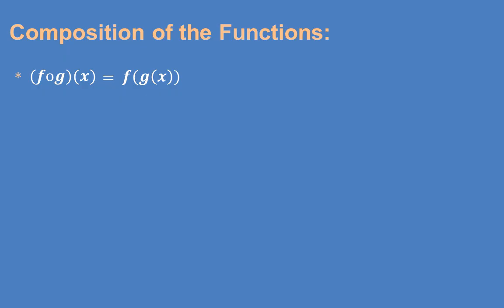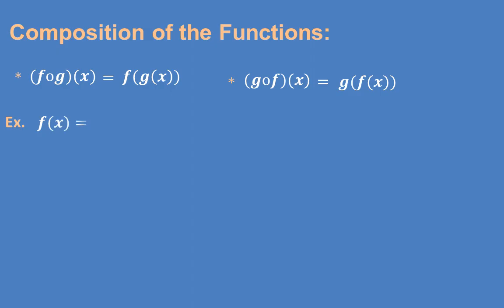And the domain of this function is the set of all x in the domain of g, such that g of x is in the domain of f. And if we want to find g composite f of x, it will equal g of f of x. And this means that we apply f first, then apply g to the result of f. And the domain of this function is the set of all x in the domain of f, such that f of x is in the domain of g.